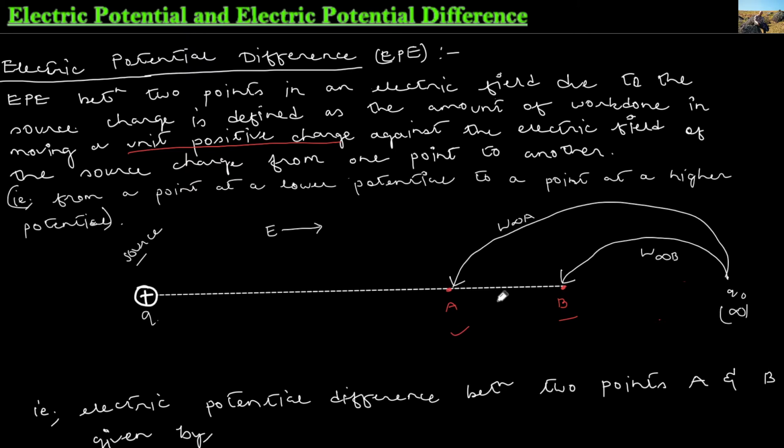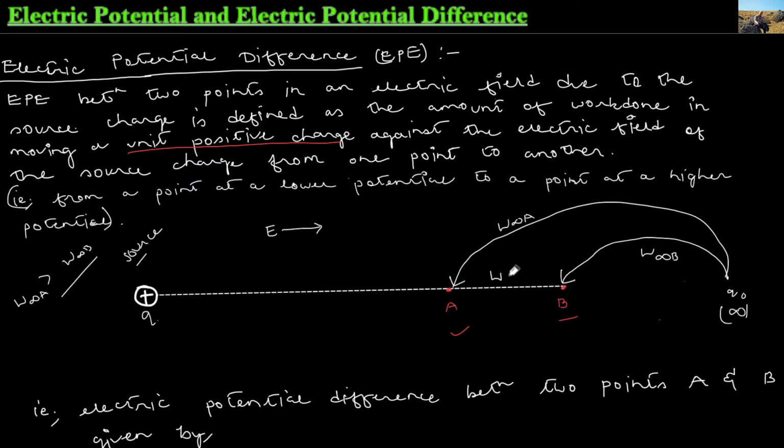Up to point A, there is a difference. From here you have to do more work. It is evident from the figure that the work done in moving the charge up to point A is more than in moving the charge up to point B. Why? Because of the distance. So there is a difference in potential.